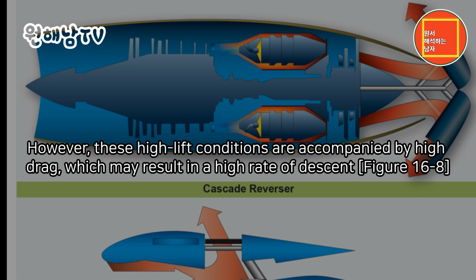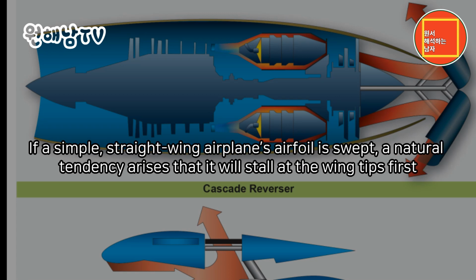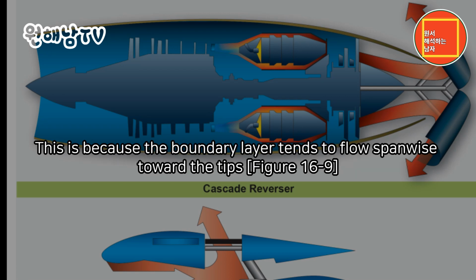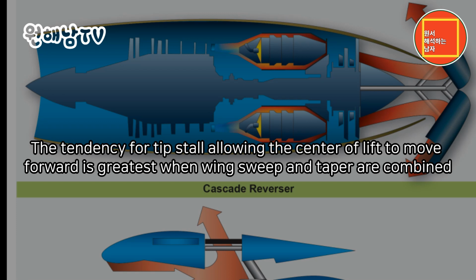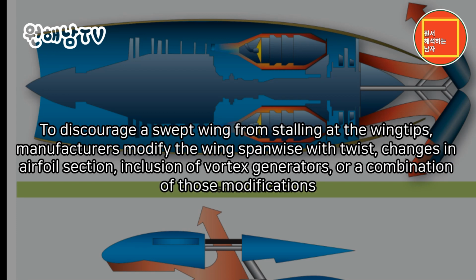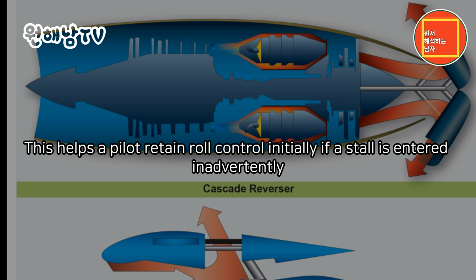Figure 16-8. If a simple, straight-wing airplane's airfoil is swept, a natural tendency arises that it will stall at the wingtips first. This is because the boundary layer tends to flow spanwise toward the tips. Figure 16-9. The tendency for tip stall allowing the center of lift to move forward is greatest when wing sweep and taper are combined. To discourage a swept wing from stalling at the wingtips, manufacturers modify the wing spanwise with twist, changes in airfoil section, inclusion of vortex generators, or a combination of those modifications. This helps a pilot retain roll control initially if a stall is entered inadvertently.